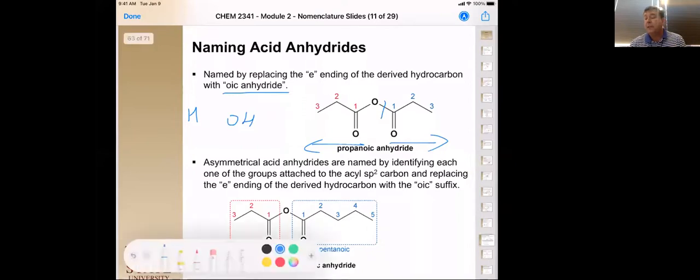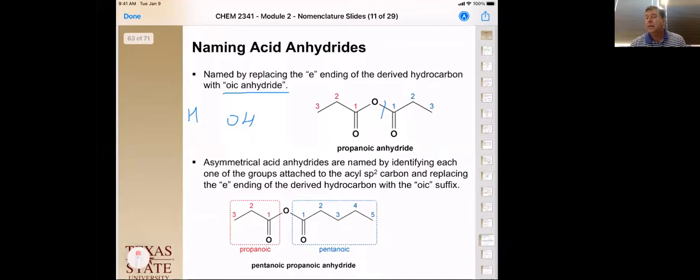Now, if it's symmetrical, you're done, because all you have to do is name one side, and if you don't specifically call out a different name for the other side, it's assumed to be symmetrical. Notice here we have 3 carbons on this side, 3 carbons on that side. So each side is a propionic acid, and that's made by removing water to give us our anhydride.